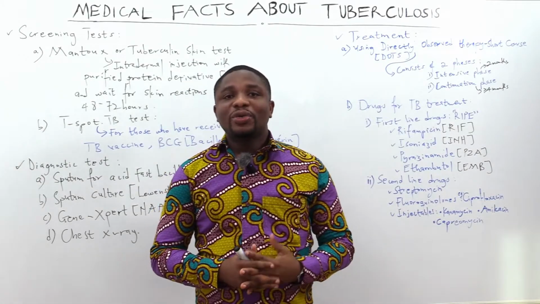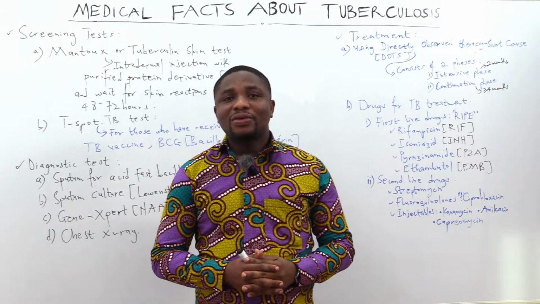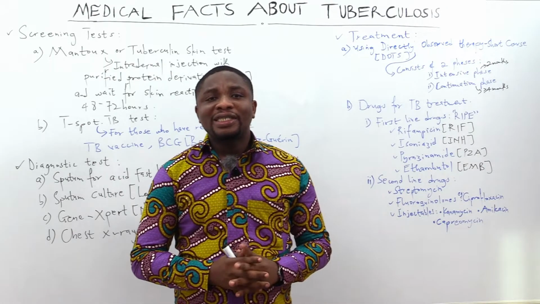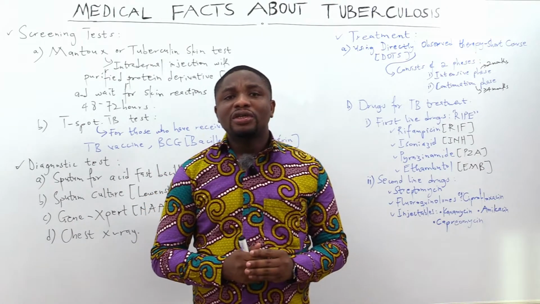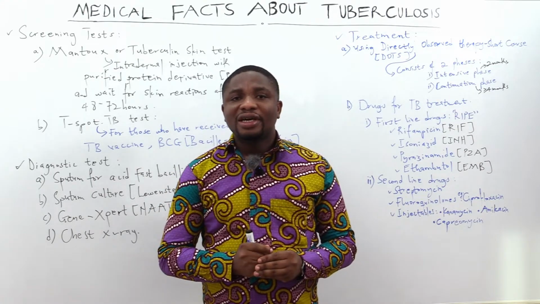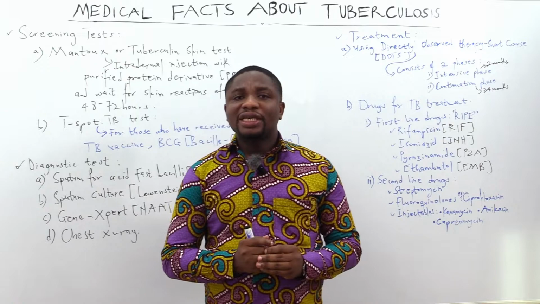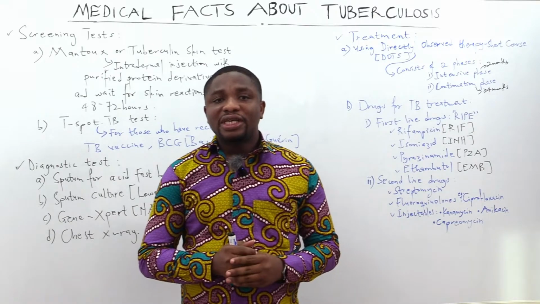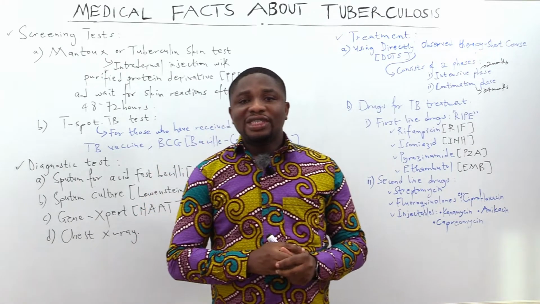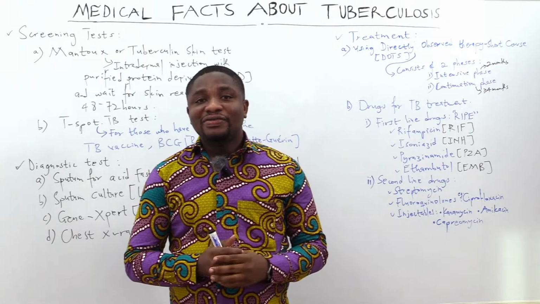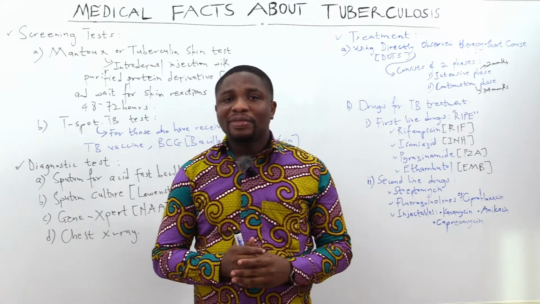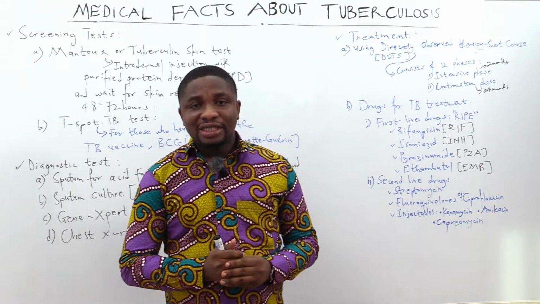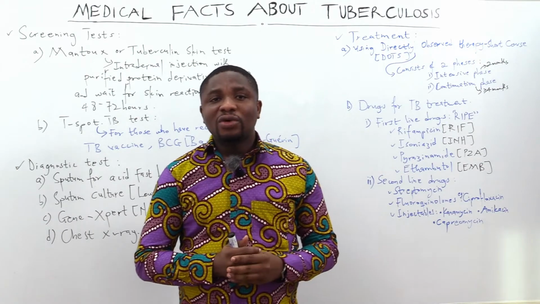For the screening test, we can talk about the Mantoux test, or what is also known as the tuberculin skin test. This particular test requires the use of a special protein we call purified protein derivative. This protein is injected into the skin and the reactions are observed after 48 to 72 hours. If it is positive, it means further tests will have to be done to confirm the disease. If it's negative, it means you do not have the disease, but in some cases it may be a false negative.